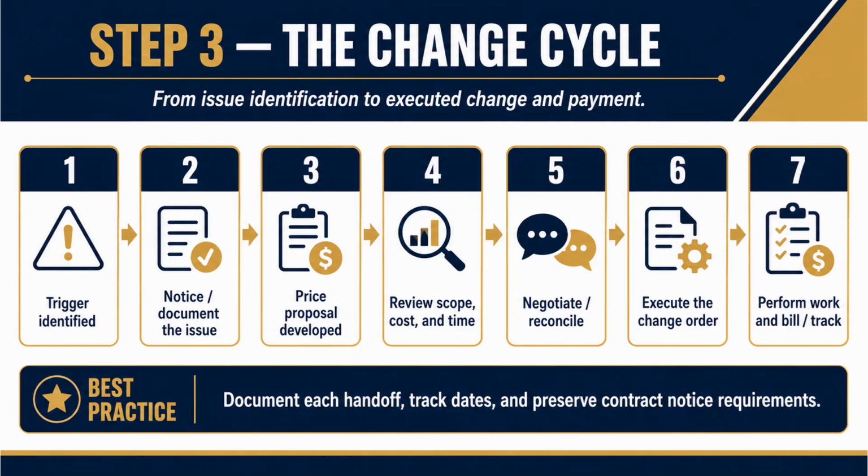6. Execute the change order. Everybody signs. It's now a contract amendment. And 7. Perform the work and bill or track it. Now, and only now, you do the work, and you bill it and track it against the change order.